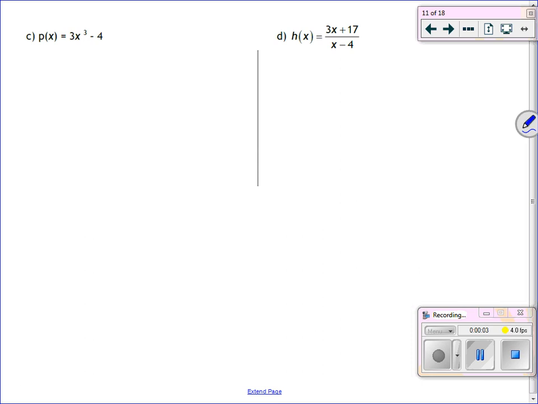Example C, we have p of x is equal to 3x cubed take away 4. So we'll go through our usual process. We'll change the p of x to a y to make it say y is equal to 3x cubed minus 4.